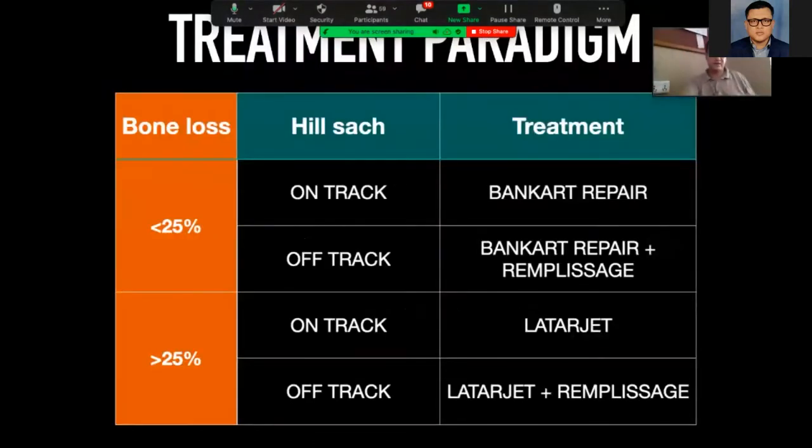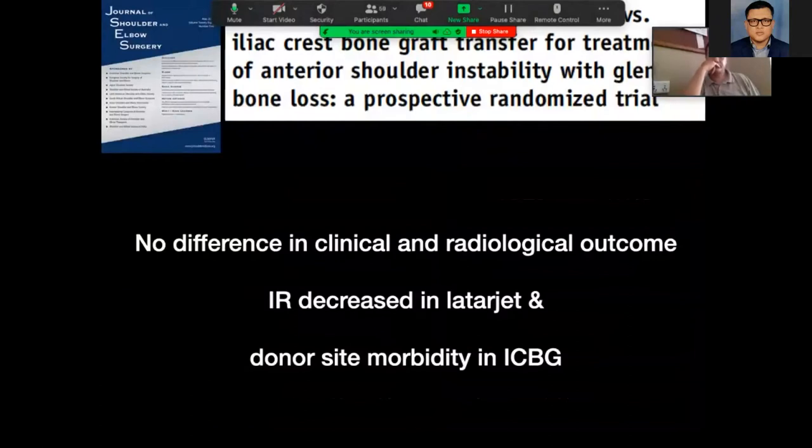So can we summarize that for bone loss of more than 25%, the treatment of choice, the workhorse, is still the Latarjet. And in some particular cases, we can do ICBG, but the literature is now rising about the benefits of ICBG over the glenoid, or at least equal, the results are equal with both procedures. So only time will say if Latarjet goes away with ICBG, but at least for now, Latarjet is the workhorse.